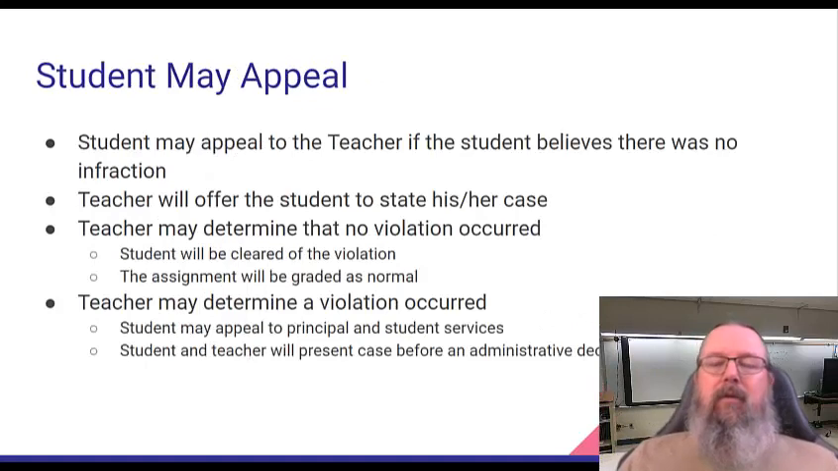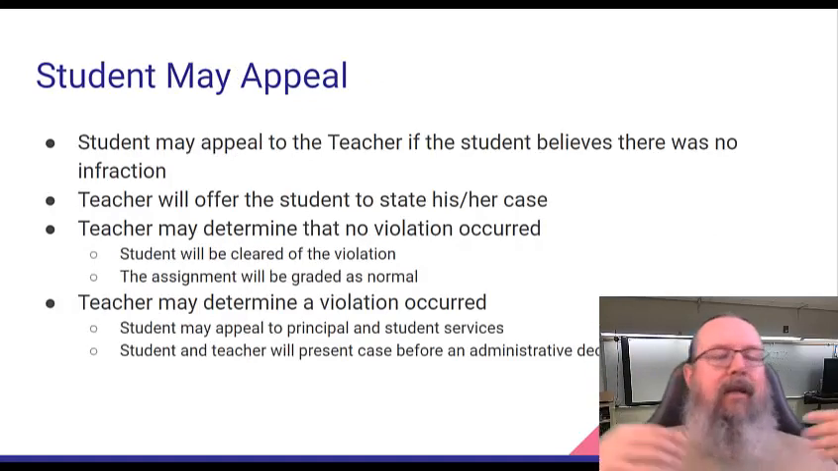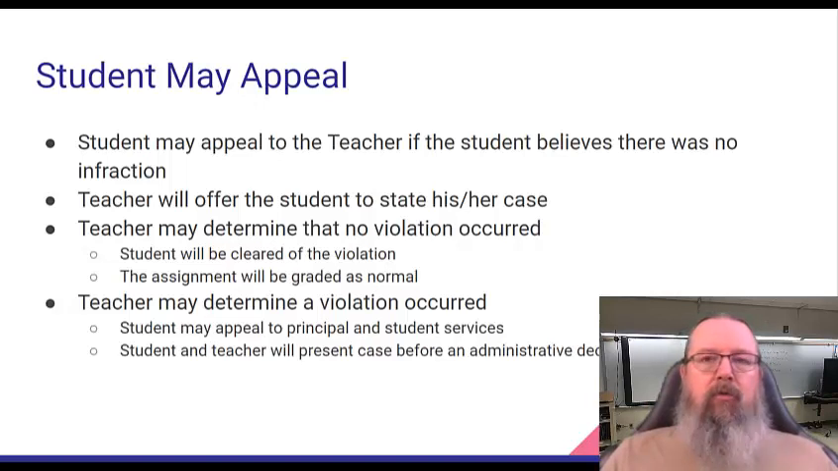What if the student doesn't like this and says, I didn't cheat, I did not commit a violation? What's the student's recourse for this? The student can appeal to the teacher if the student believes that there was no infraction of the academic integrity policy. If that's the case, the teacher will listen, of course, to what the student has to say, and the student can state his or her case. And when the teacher hears this, the teacher will have to determine if a violation occurred or not. Okay? If the teacher decides that no violation occurred, then the student, of course, will be cleared of the violation. It will not count against him or her, and the assignment will be graded as normal.